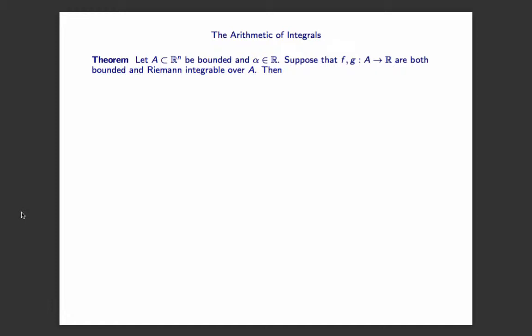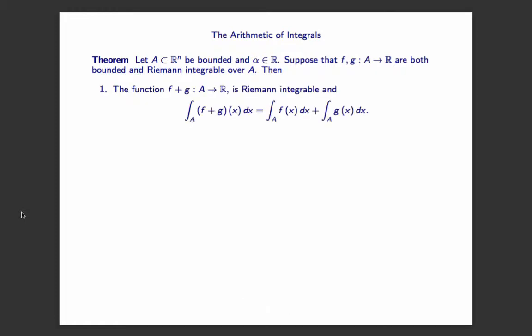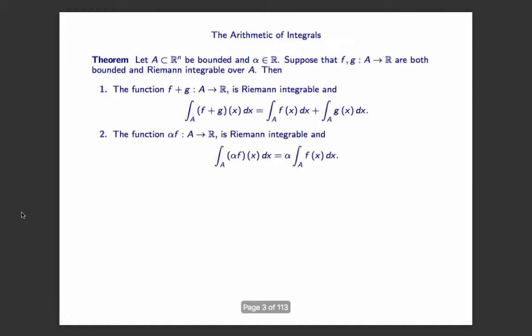Suppose A is a bounded subset of R^n, alpha is some number, and that both functions f and g mapping A to R are bounded and Riemann integrable over A. Then the function f plus g is Riemann integrable, and the integral can be distributed over the sum. So the integral of f plus g is the integral of f plus the integral of g. The scaling of f by alpha is Riemann integrable, and the integral of the scaling is the scaling of the integral.